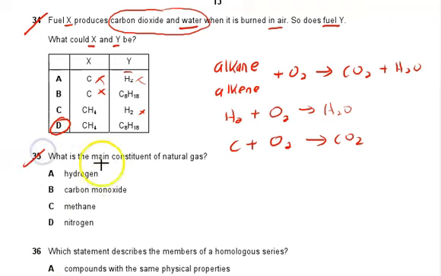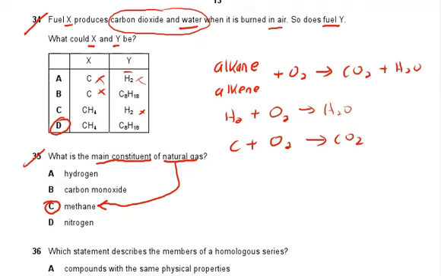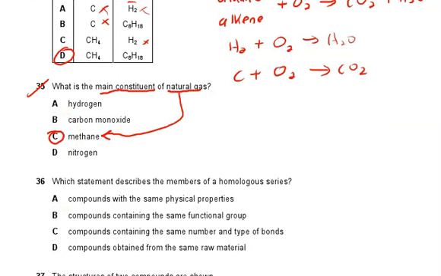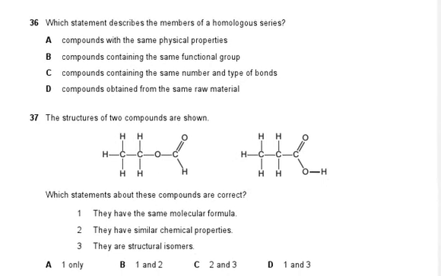Number 35. What is the main constituent of natural gas? Natural gas is automatically methane. So the answer is C here, guys. Now let us look at number 36.